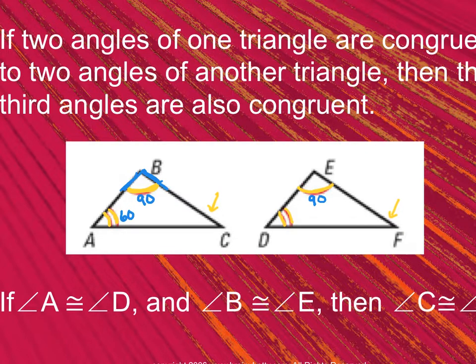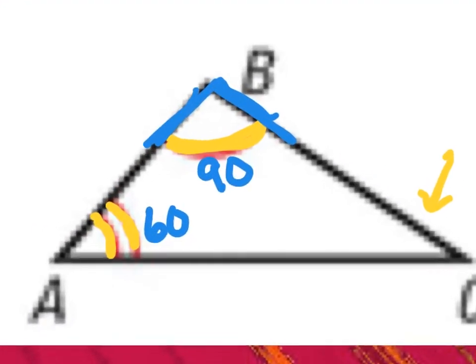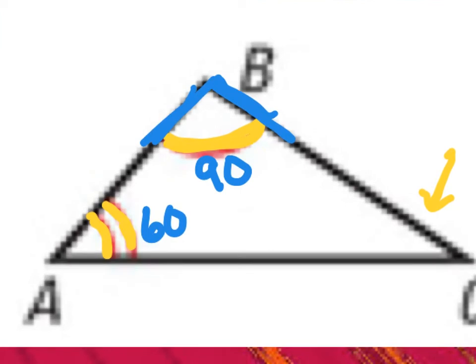I'm just playing a what-if game. Well, if that's 60, then this one must be 60 as well. Well, let's finish up this triangle right here. If I take 90 and 60 and add them together, what do I get? So what is the remaining angle in there? It has to be 30 degrees.